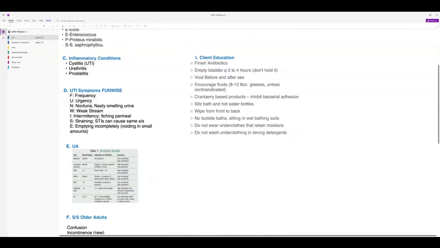Nitrite means that it's positive for E. coli, so you'll see that. They could have red blood cells, and the pH will either be high or low. Okay, so it's not going to be normal.